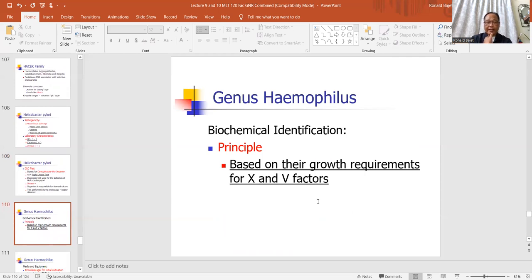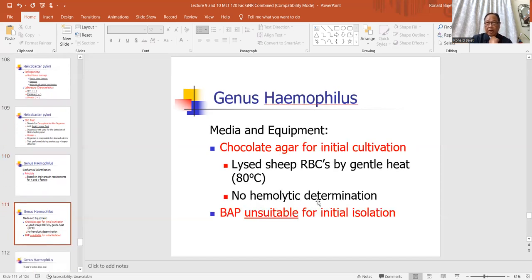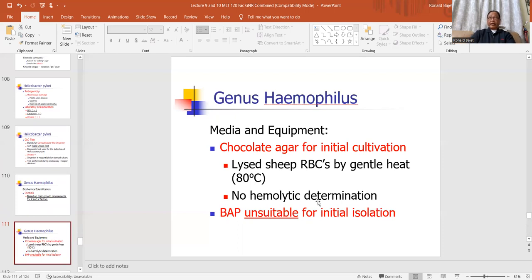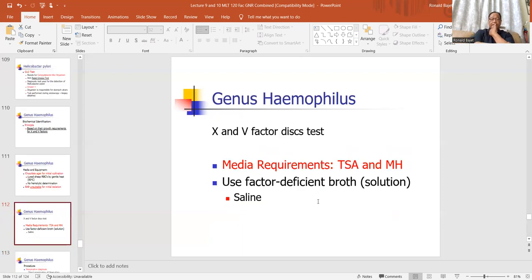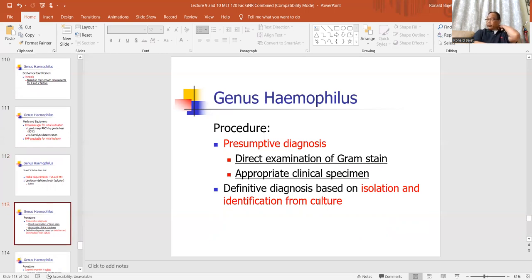Haemophilus, like I said, the principle for identification is to identify their growth requirements, the X and V factors. Haemophilus likes chocolate agar. The way chocolate agar is made is you take lysed sheep red blood cells and gently heat them to 80 degrees centigrade. So you're cooking sheep blood agar, and that's how you get chocolate agar. There's no hemolytic determination. Blood agar is unsuitable for initial isolation. Okay, so you're doing your X and V tests. To meet your requirements, you can use trypticase soy agar or Mueller-Hinton agar, just like what you did with the Kirby-Bauer. For presumptive diagnosis, you look at the gram stain: gram-negative pleomorphic bacilli, growing only on chocolate agar.